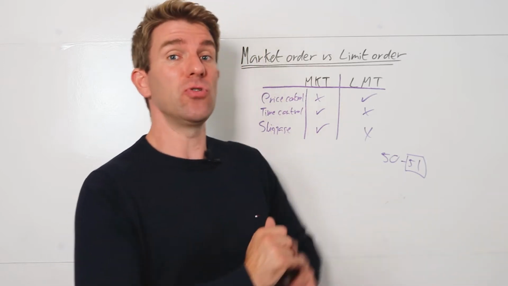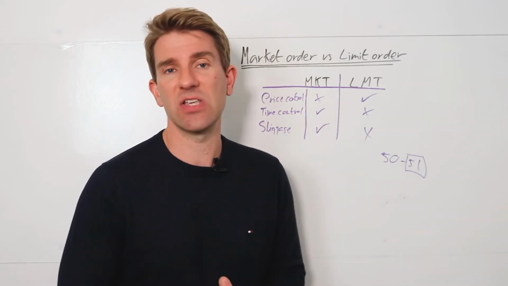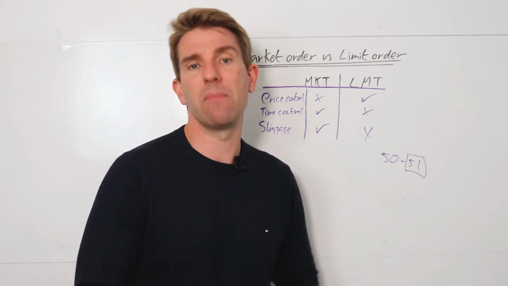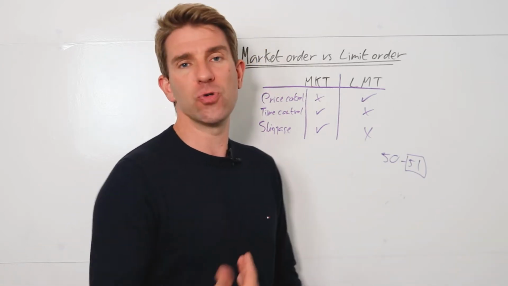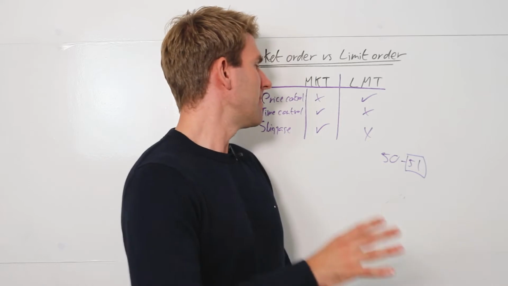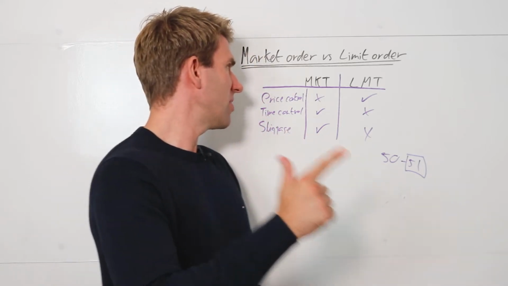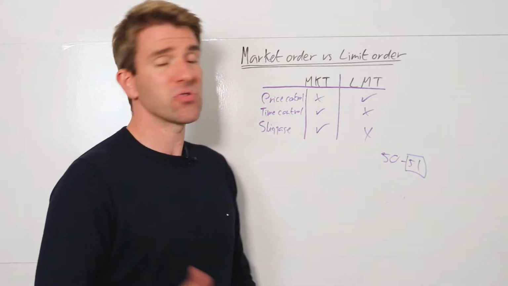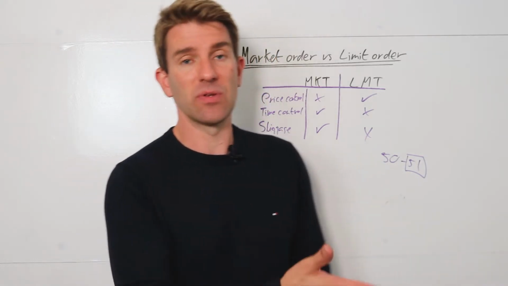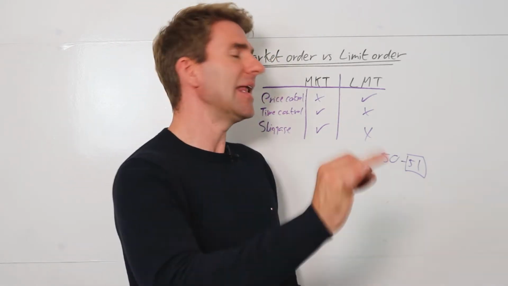You just want in because you think there's going to be 60 in the next 60 seconds, or 70 in the next 10 minutes, or whatever it may be. And so you're prepared to give up that price control. So you get time control, you lose price control. I also talked about slippage. You can get a lot of slippage potentially with a market order if it's a fast moving market. Let's move to limit orders.